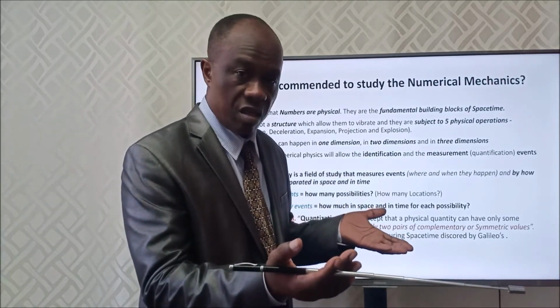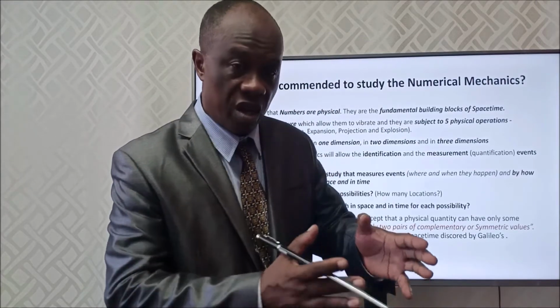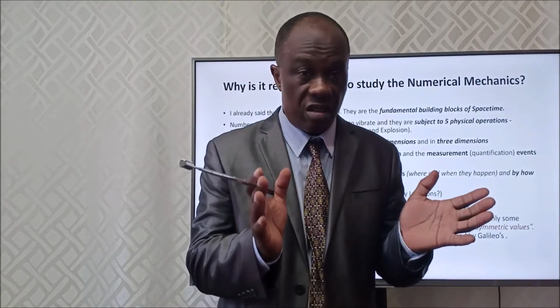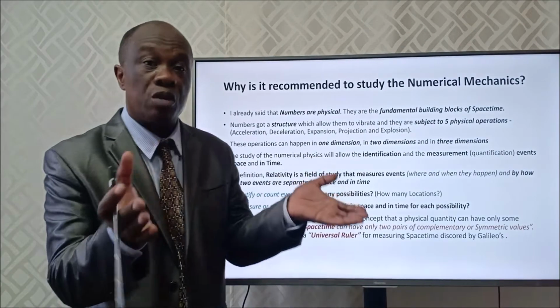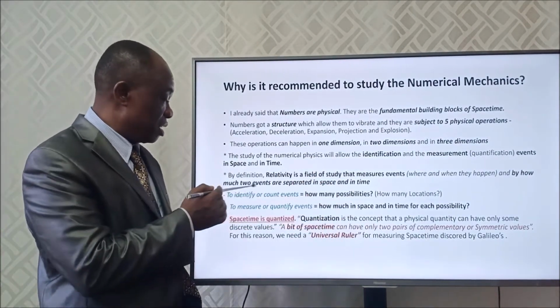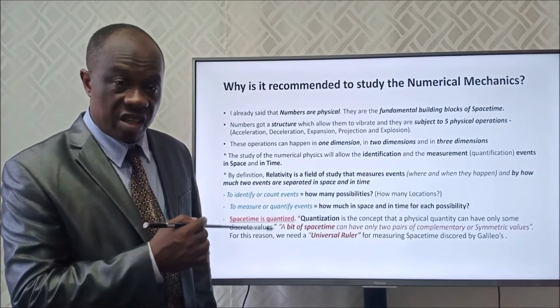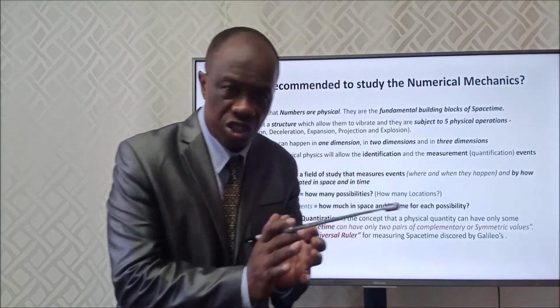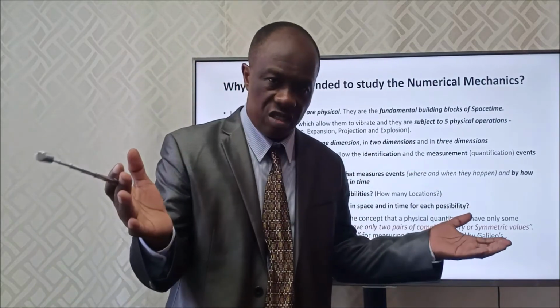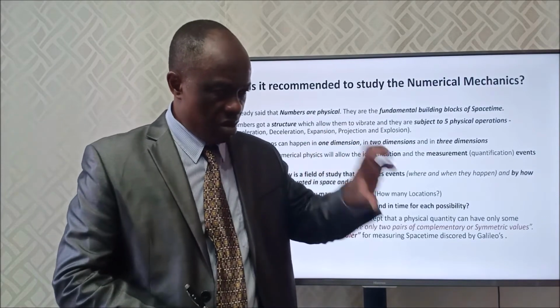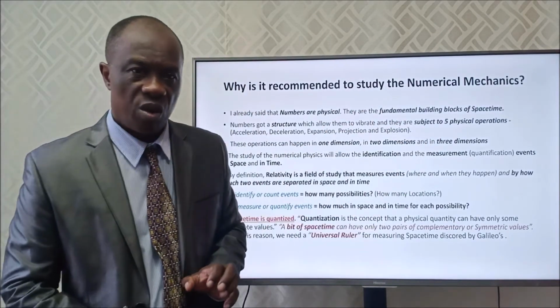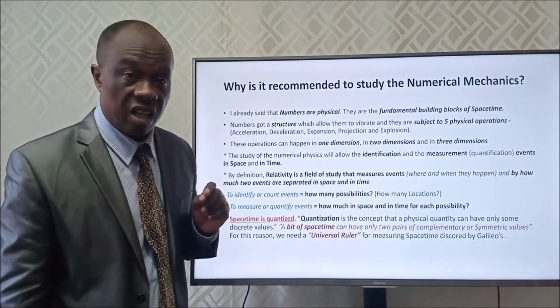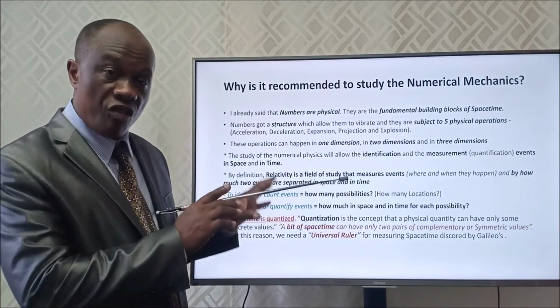How many? In quantum physics, we see that when a physical reaction takes place, there are many possibilities in the outcome of the reaction. So we need to know how many possibilities. This is what we call identify events. Secondly, we need to measure or quantify the events, meaning we need to know how much. So if we have 10 events, how much will go here, there, and there? We have to be able to tell exactly the amount that is attributed to every possibility.